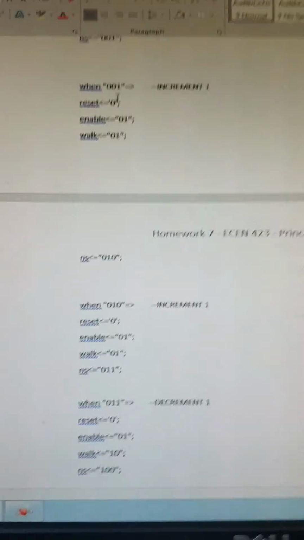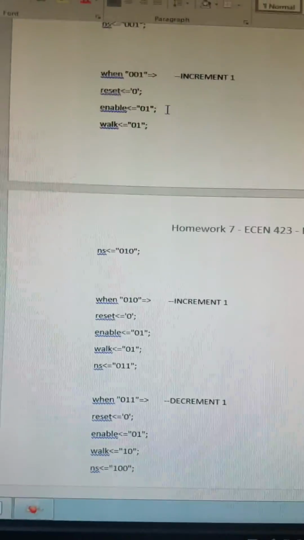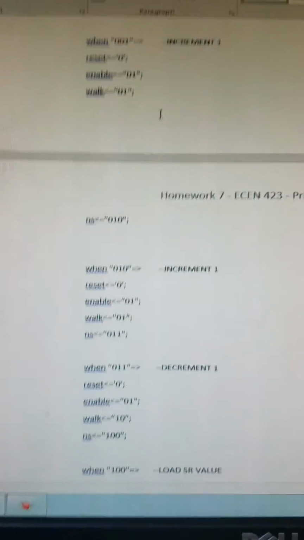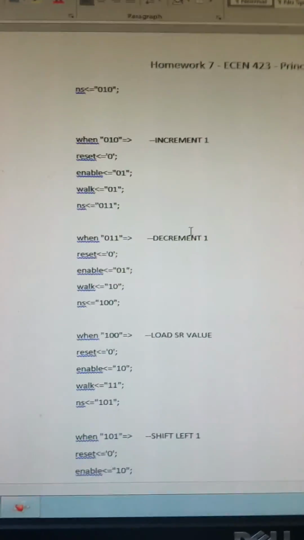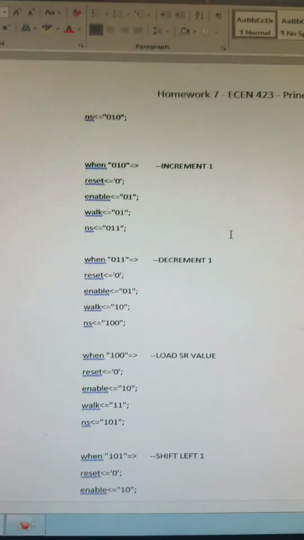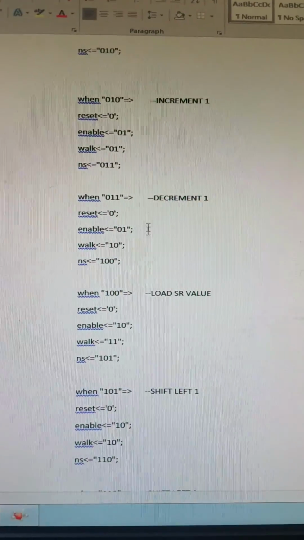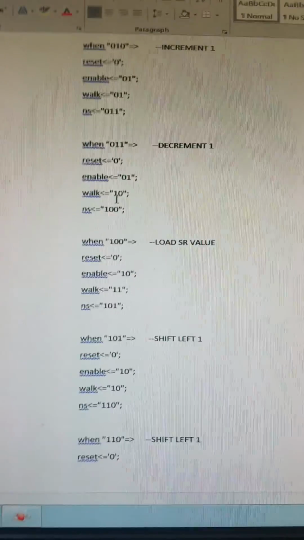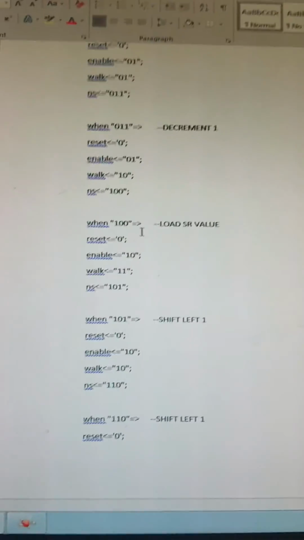So starting with 001, that's detected, and reset is 0. Our enable is 1, then we move on to the next state, where we increment by 1 here. Then we're supposed to increment twice, so we do the same thing here. And then moving on to this area, we are decrementing by 1. Here we are loading our value.